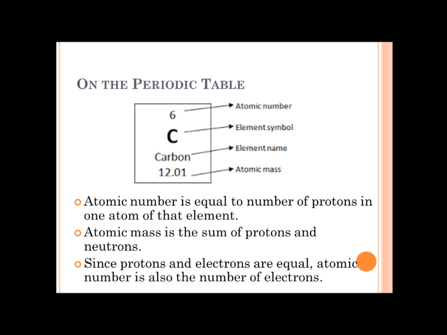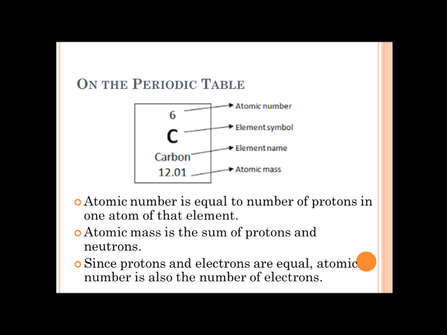Then you have the element symbol. So carbon is C, silicon is Si, hydrogen is H. So it's just a way to abbreviate the name. Then you have the element's name. And then normally at the bottom, but not always, you have the atomic mass. And the atomic mass usually has a decimal.